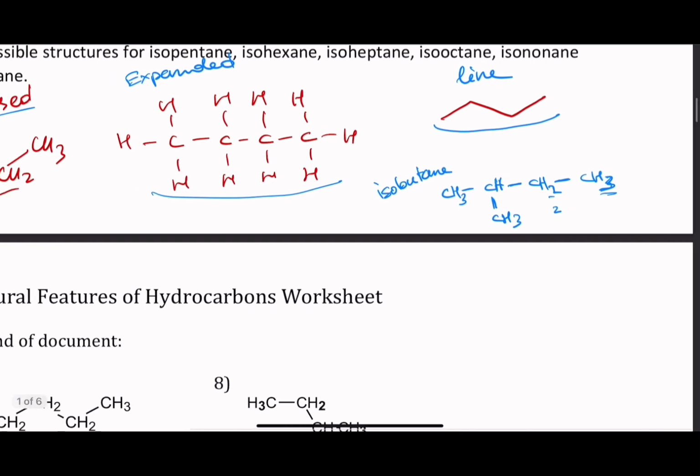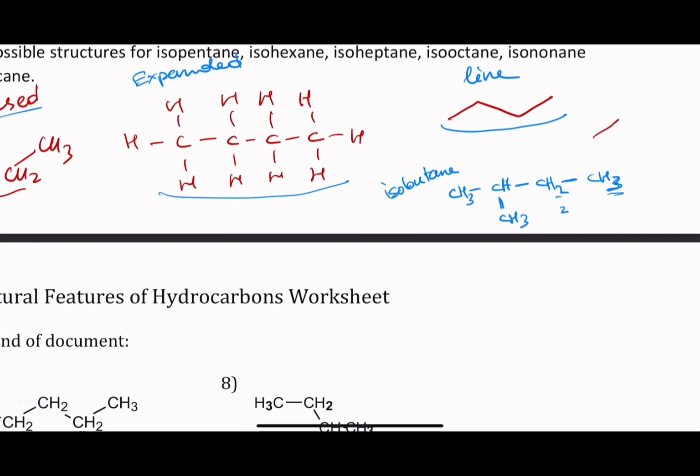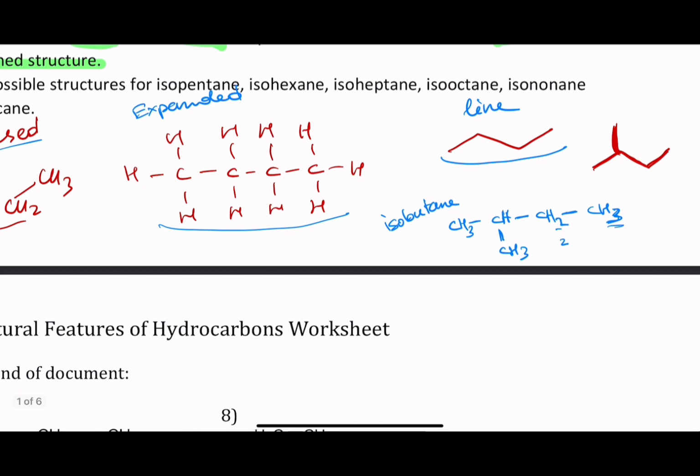Now I will draw you the line shape of it. I have 4 carbons like this, and I put the other one just like that. So if you look at this, the butane one is in a line form. But the isobutane has a branch. You see the branch? It's here and here. So butane is in a line form, but isobutane has a branch.